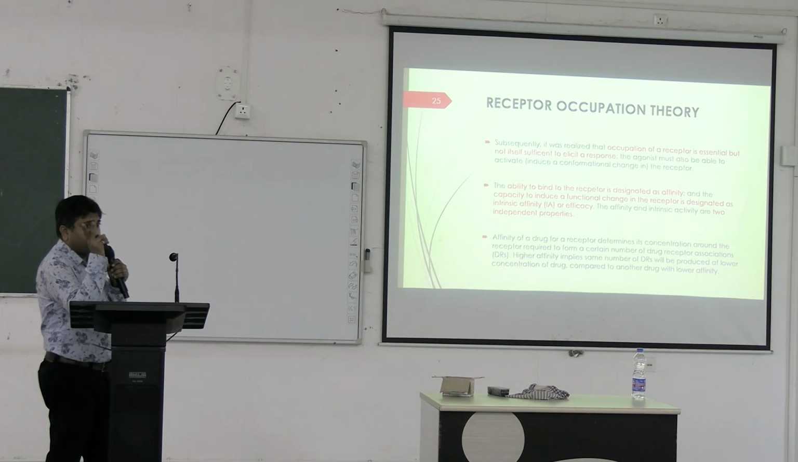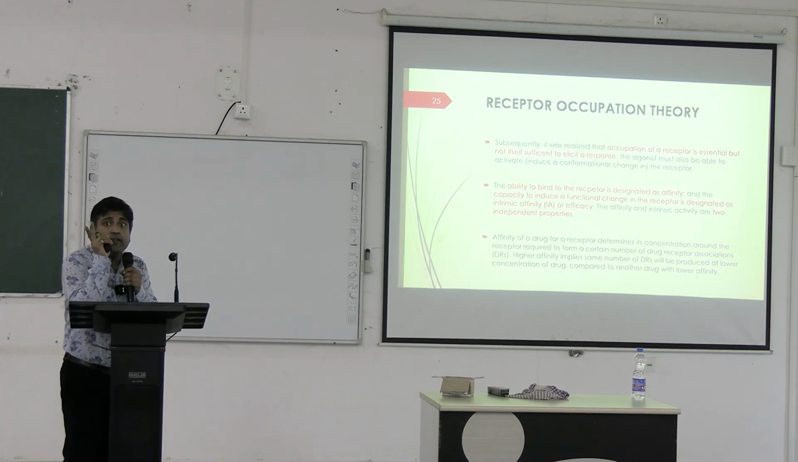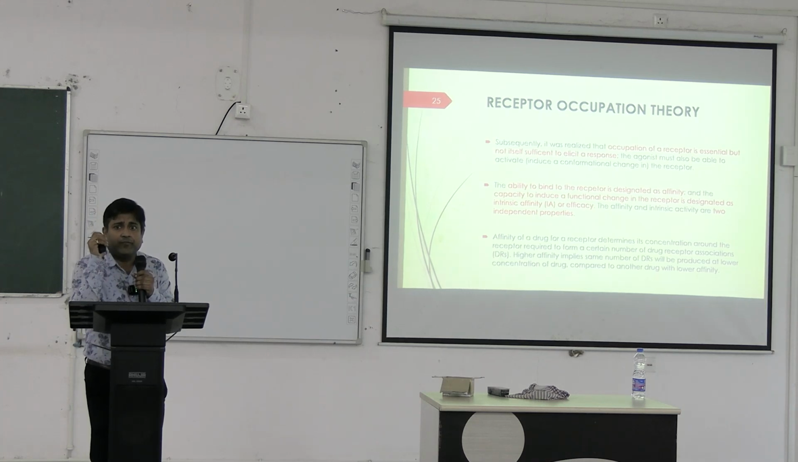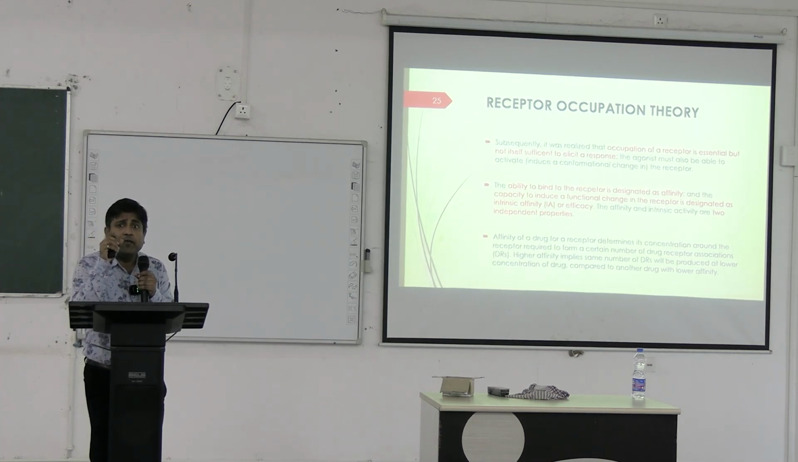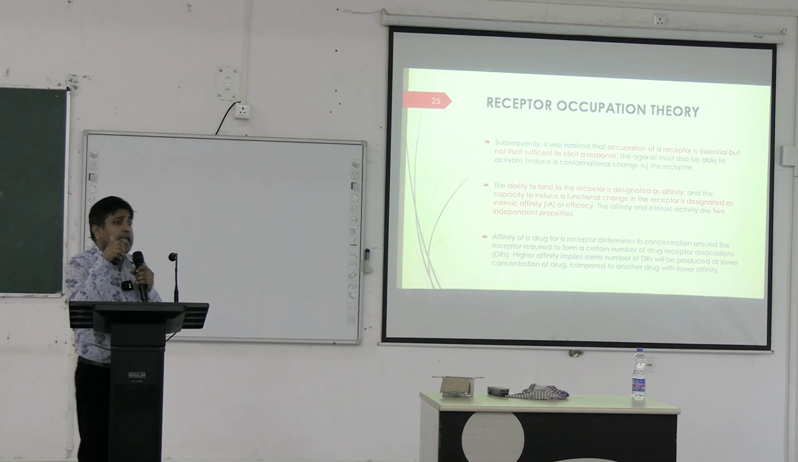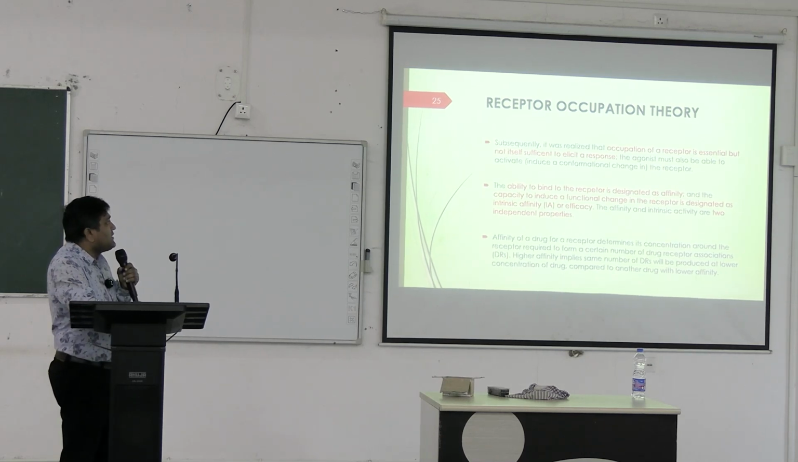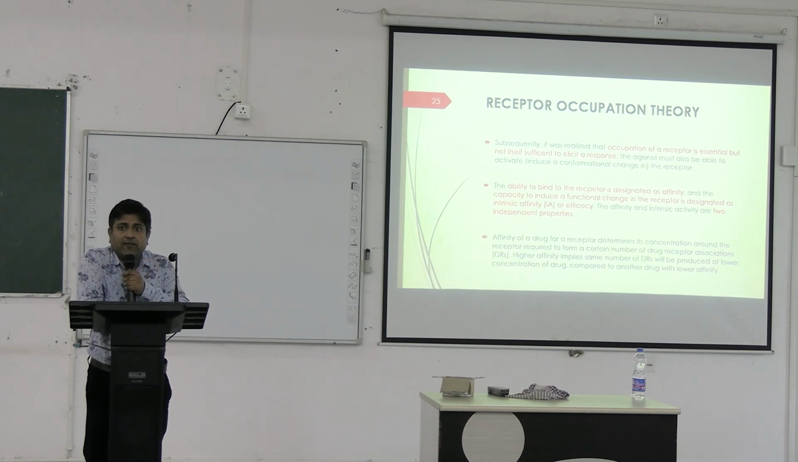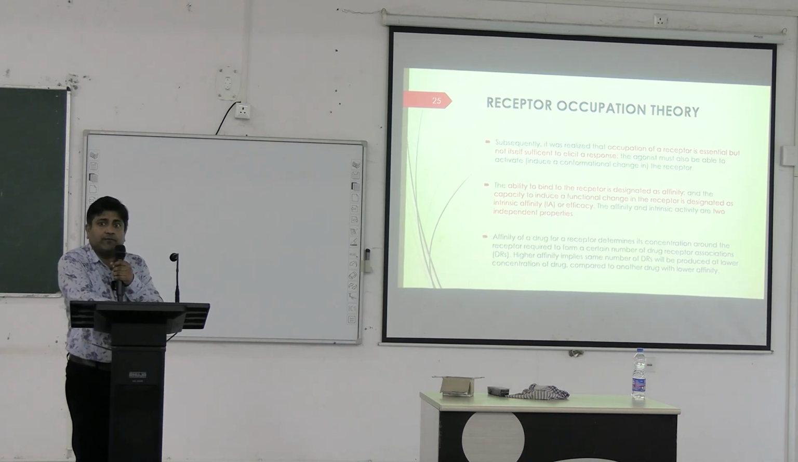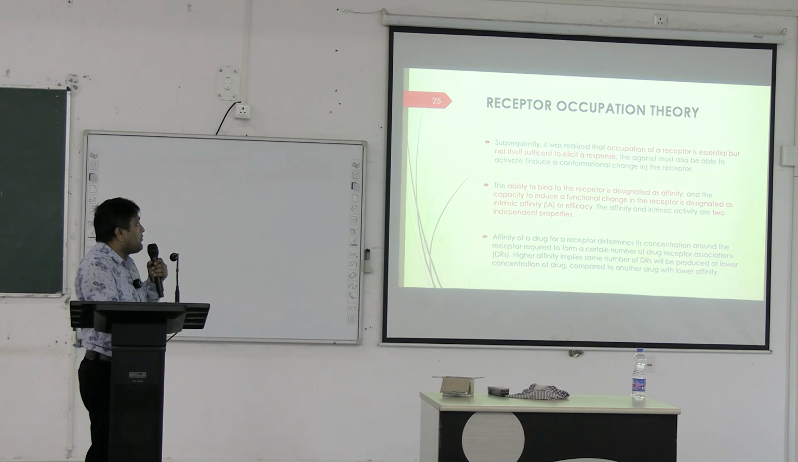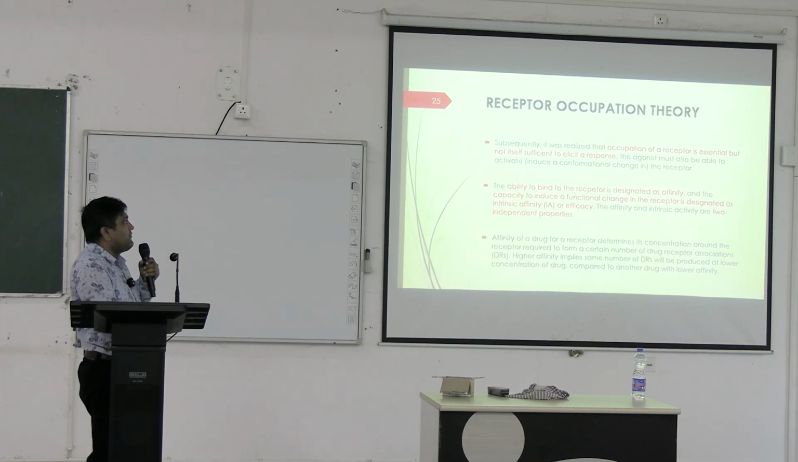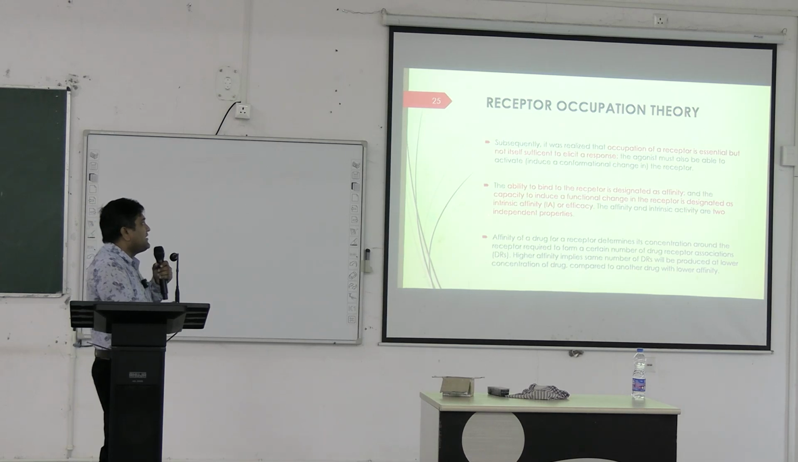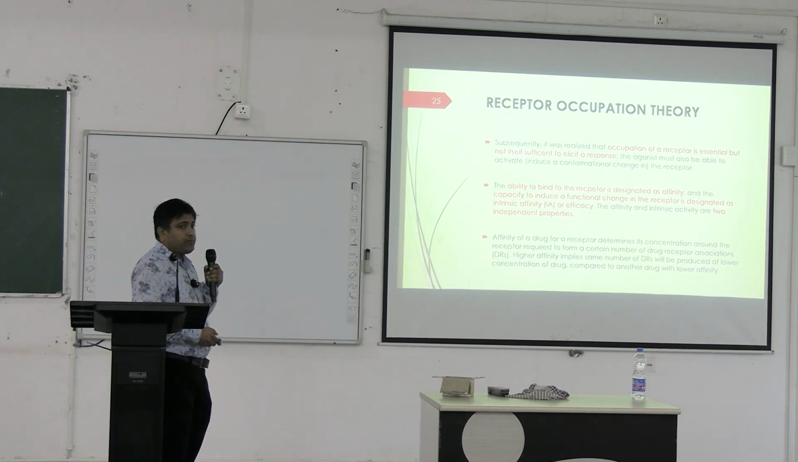Now, there are two terms, affinity and intrinsic activity. What do we mean by affinity? The capacity or the ability to bind to the receptor is defined as affinity. And what is intrinsic activity? After binding to the receptor, the ability to carry out the reaction is called intrinsic activity. The capacity to induce a functional change in the receptor is designated as IA or efficacy.